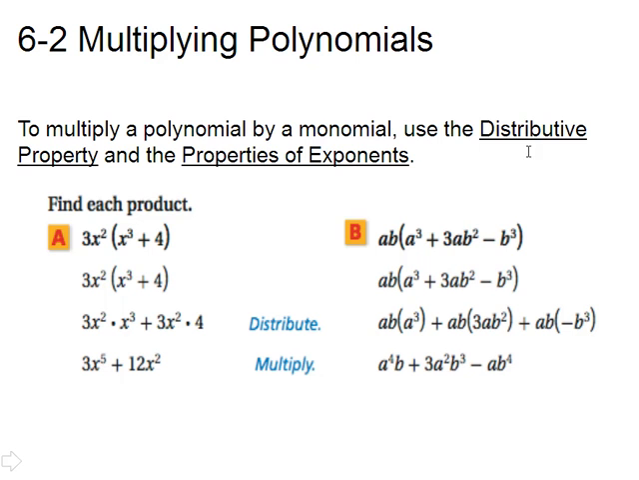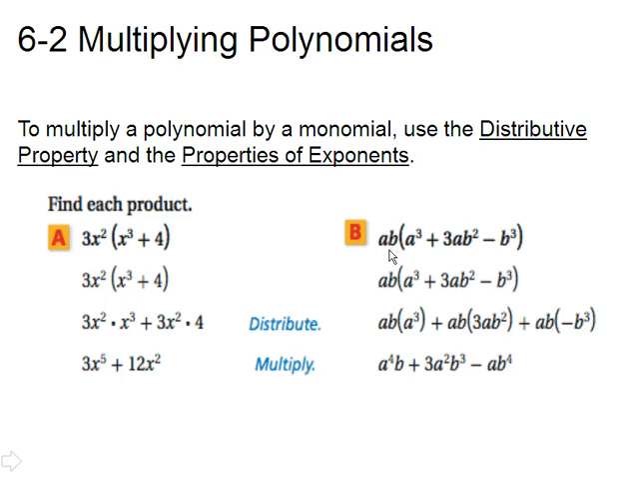And you've actually done some of this already. We need to keep in mind the distributive property and the properties of exponents when we multiply polynomials. Now, in the first couple of examples here, we're just taking a monomial, one term, times a polynomial. And here what we're doing is actually just distributing this 3x squared to each of these terms in the binomial. And the thing to remember here is you're adding exponents. So x squared times x cubed gives me this x to the 5. 3x squared times 4, 3 times 4 will give me 12x squared.